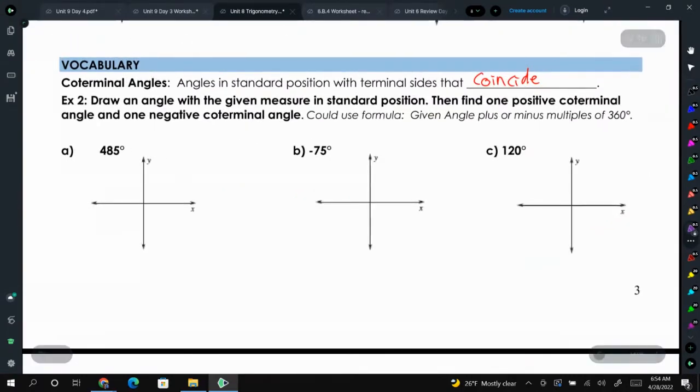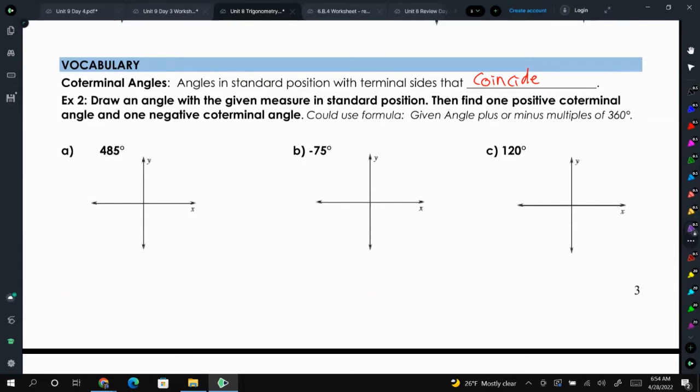Coterminal angles are angles in standard position with terminal sides that coincide. So basically, the starting and the end point are the same. It's just a different amount of rotation. If you are spinning 360 degrees, you spun a full circle. If you spun 720 degrees, you spun 2 full circles. You start at the same spot and you're ending at the same spot, but in 720 degrees, you rotated twice.